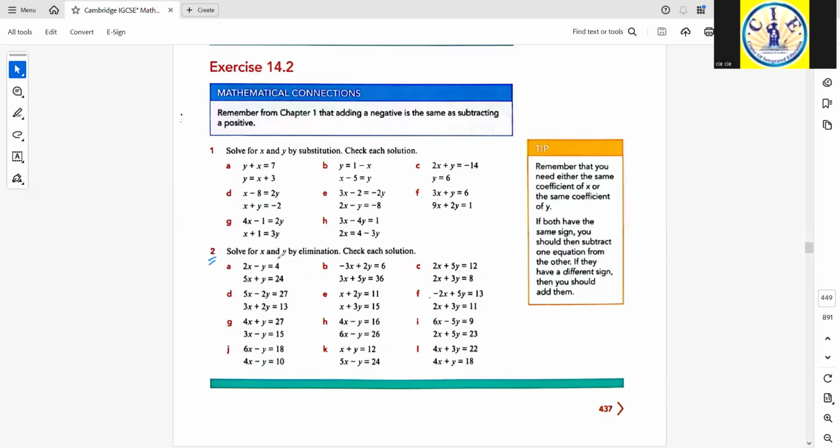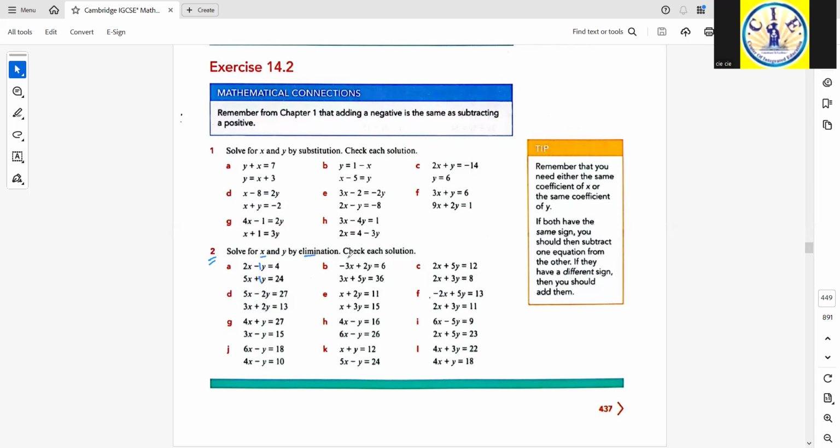Now this is question number 2. Solve x and y by elimination. Elimination is a method in which one of the variables used in the equations gets vanished. It is being eliminated from these two. Okay, now you observe, we choose that variable in which the coefficients are the same. You see, the coefficient is the same for variable y. So we will be eliminating this.